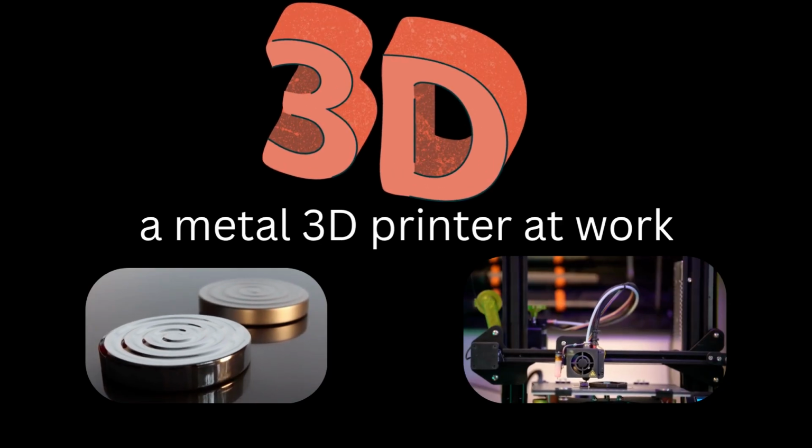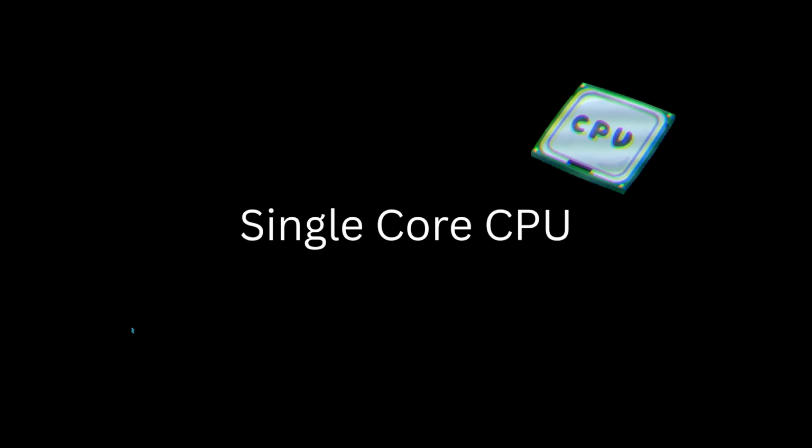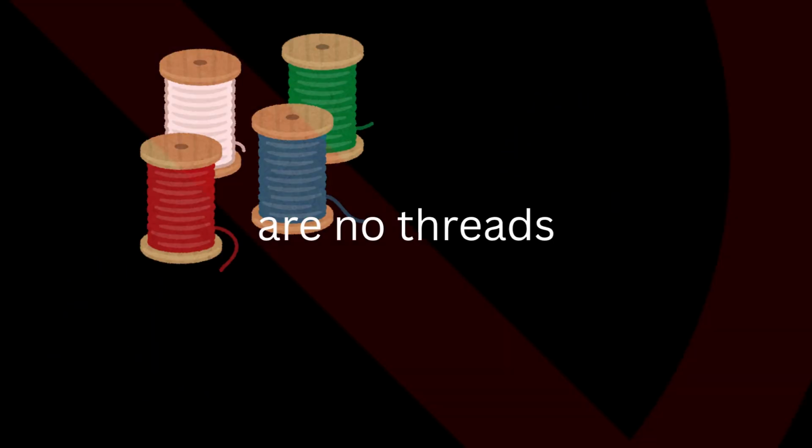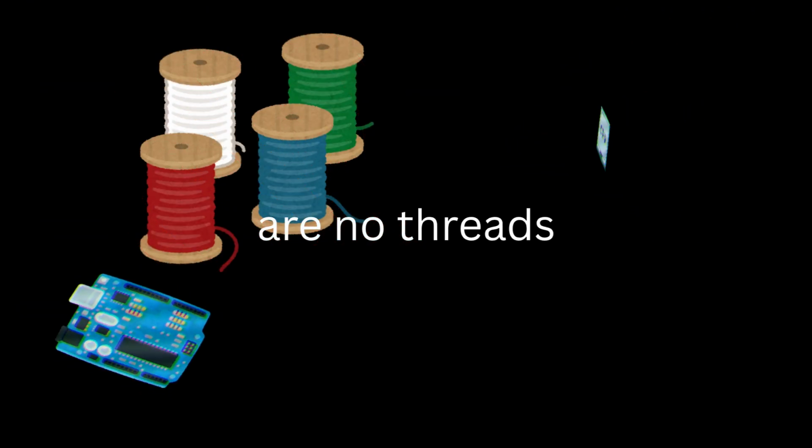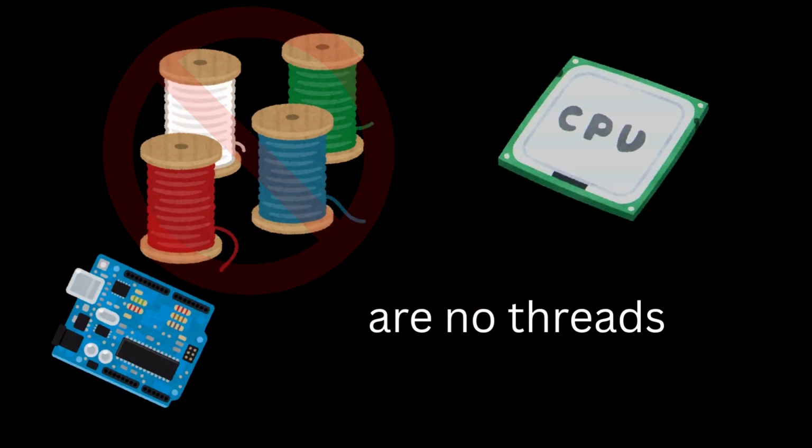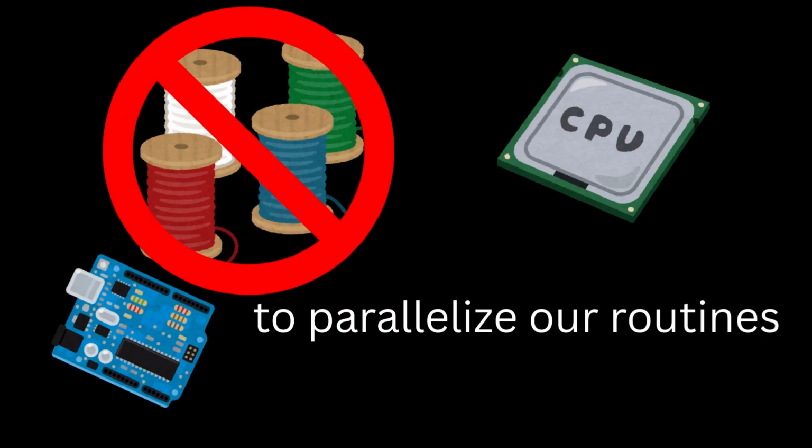So, I'm building a metal 3D printer at work, and one of the problems I've run into is how the motors that run the X and Y axes must run in synchrony. Otherwise, we can't make any movements on diagonals reliably. I'm programming it on an Arduino as it's just a prototype, and Arduino has a single core CPU, which means there are no threads. That's better to parallelize our routines.